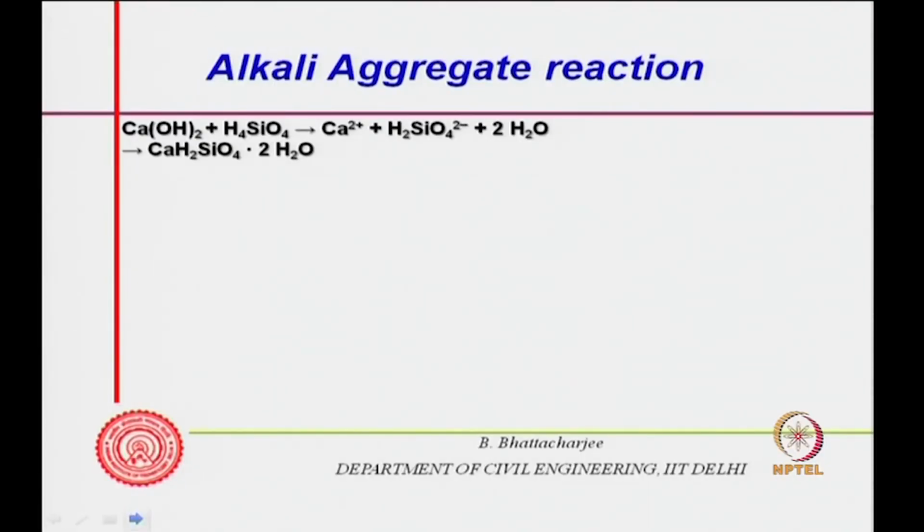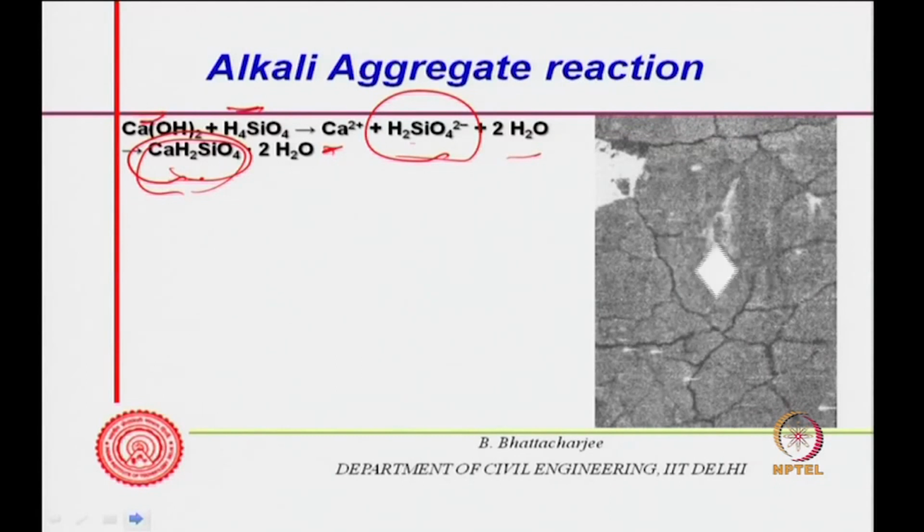This is one of the reactions shown: calcium hydroxide reacting with silicic acid forming calcium ion, and this acid plus 2 water, and these two together forming this product and water. So, this product, CaH2SiO4, has a gelatinous structure, and this gelatinous structure can absorb water and swell, resulting in formation of gelatinous material and expansion causing cracking.